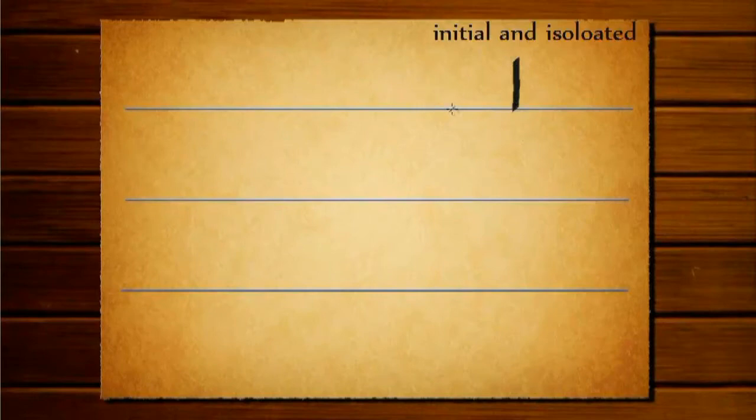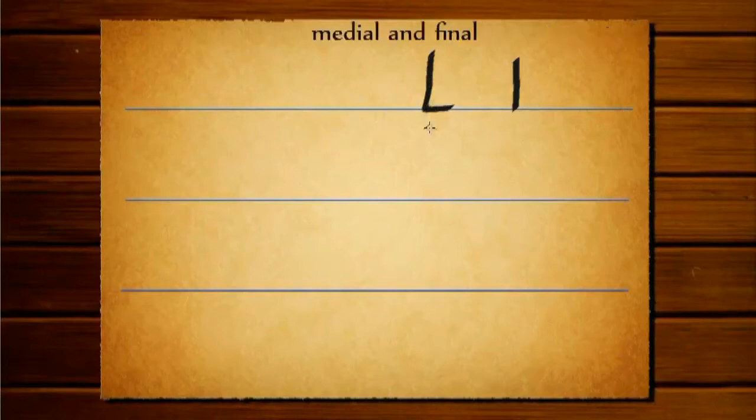Since Ba, Ta, and Tha have the same forms and that they are only different in the dots, I'll take Ba as an example. And here I will start with Alif, the initial form, and here is the medial form, and it's also the final. Also with the initial and the isolated forms, they are also the same in Alif.